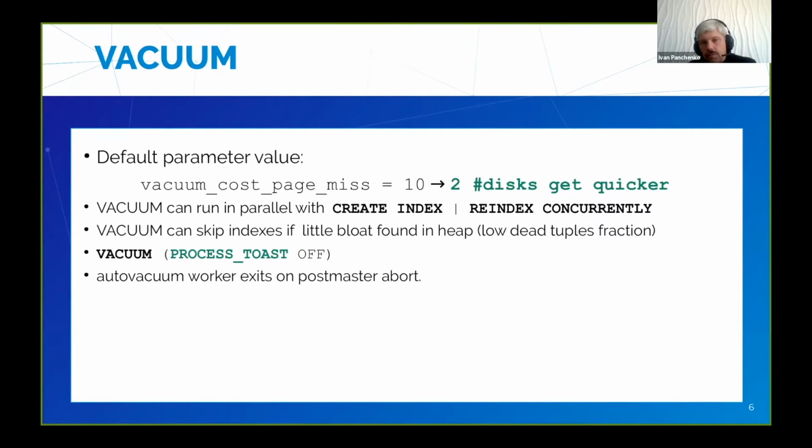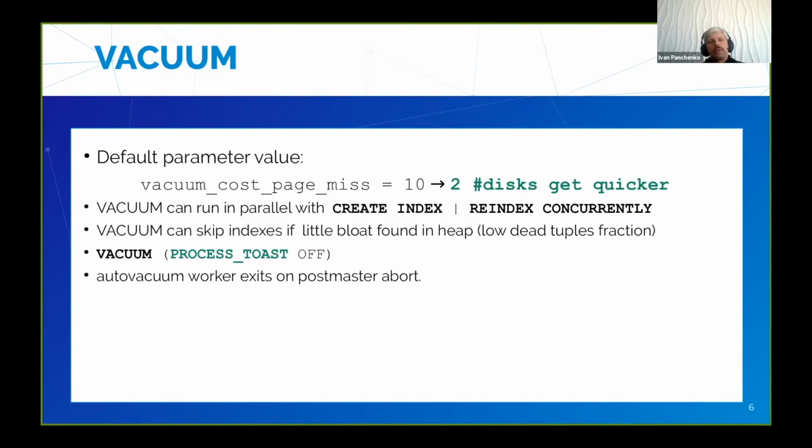So next, very important thing: CREATE INDEX or REINDEX CONCURRENTLY do not block vacuum. So it allows you to work with indexes without fear that vacuum will be stopped and table bloat will grow. Another thing is that if vacuum finds that during heap scan there is no significant amount of dead tuples, then it will not vacuum the indexes, because it gives just no advantages. So vacuum runs faster.